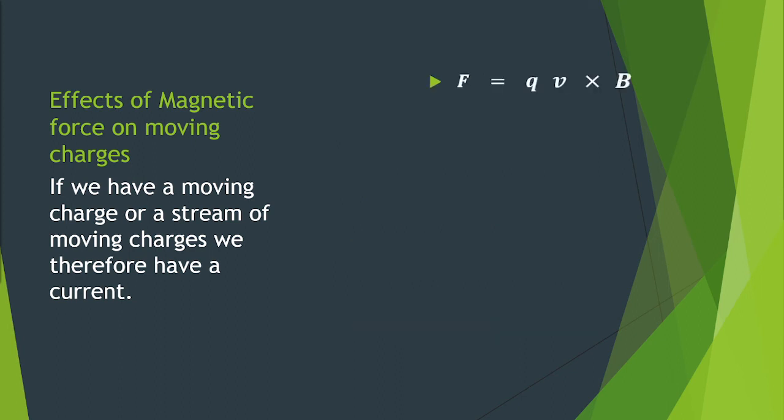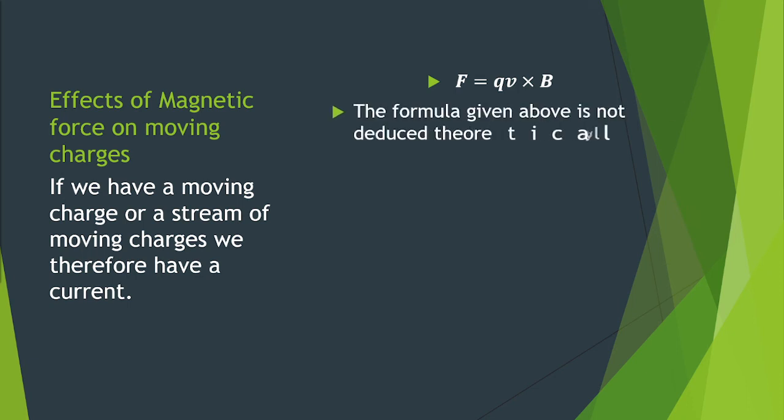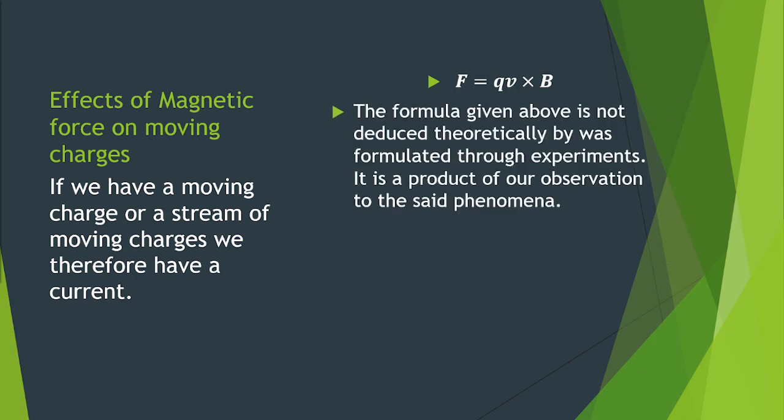The force resulting from the interaction of the moving charge with the present magnetic field is given by F is equal to Q times velocity V times the magnitude of the magnetic field B. The formula given above is not deduced theoretically but was formulated through experiments. It is a product of our observation of the said phenomena.